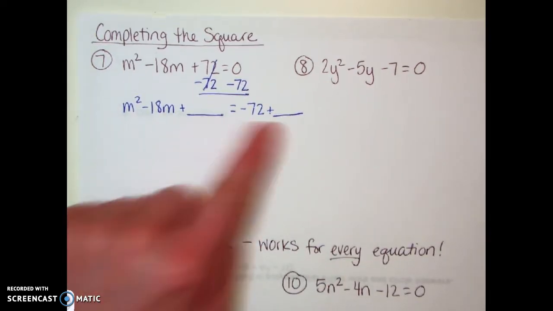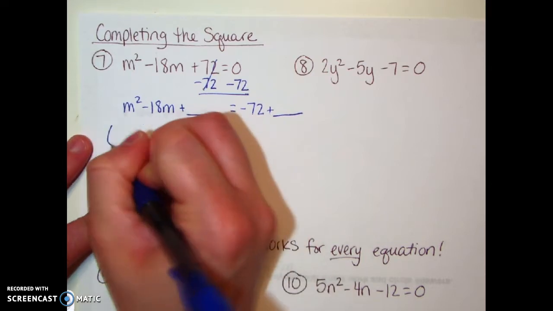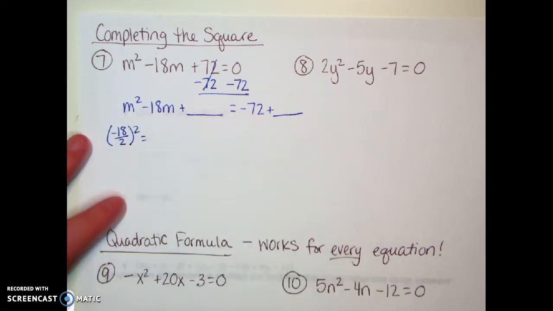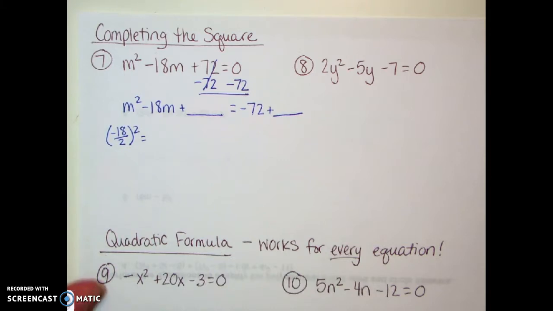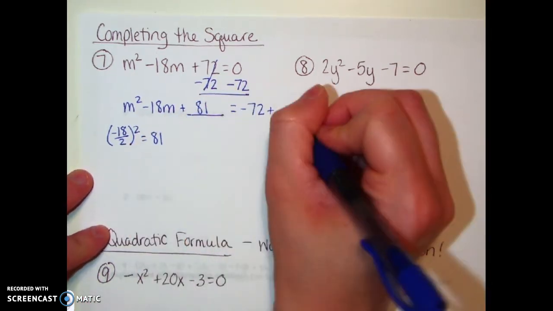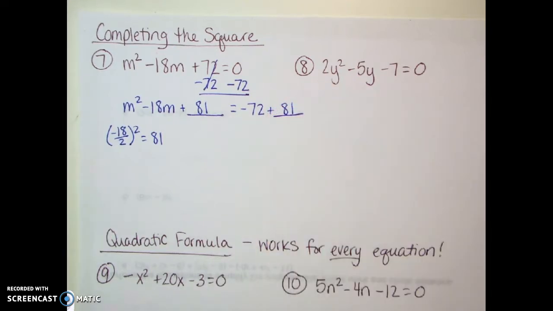To figure out what number goes there, you need to take that negative 18, divide it by 2, and square it. So negative 18 divided by 2 is negative 9, and then negative 9 squared is going to be a positive 81. So 81 goes here, 81 goes here.